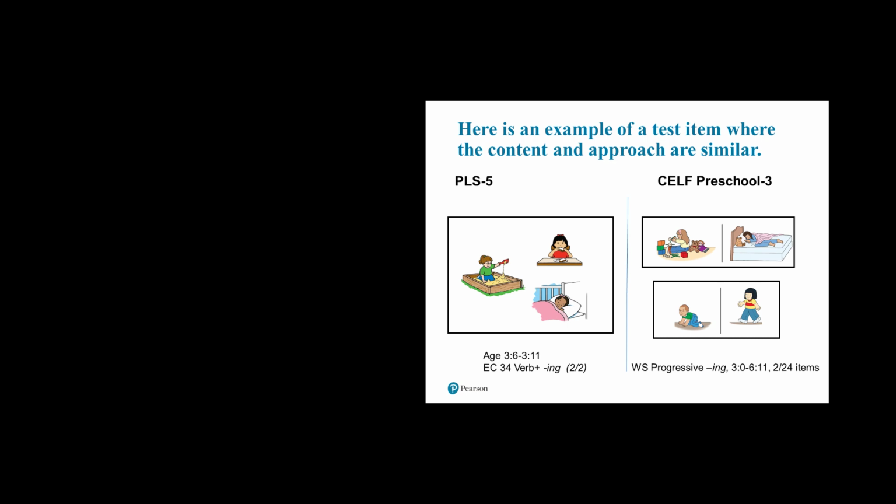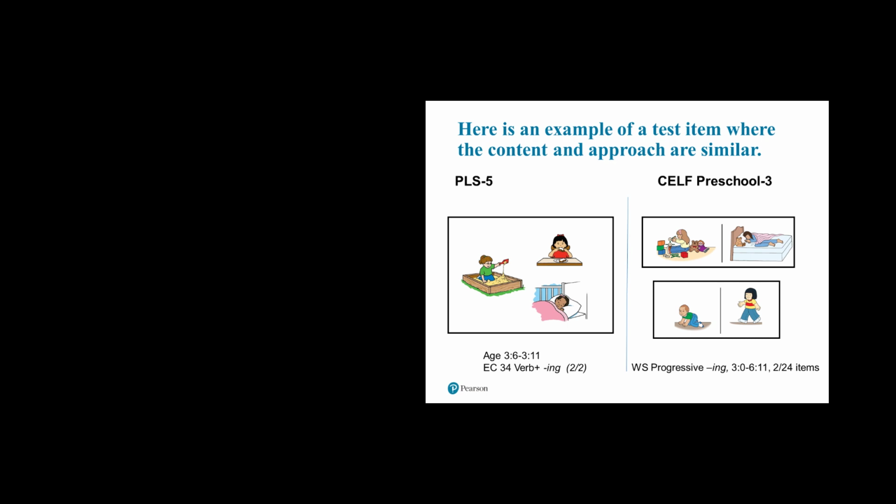Here's an example of a test item where the content or approach are similar again. The examiner points to the girl on the left and says, this girl is playing, and then points to the girl on the right and says, she is, and the child fills in eating. And the next item is, tell me about this girl, she is, and the child says sleeping. So CELF Preschool-3 also tests progressive -ing. It goes from ages 3.0 to 6.11. There are a lot of items. These are some of the easiest ones, and they test walking and sleeping.